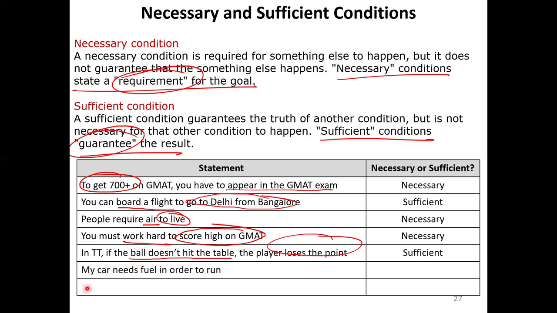Okay. My car needs fuel in order to run. Tell me, is fuel a necessary or a sufficient condition for the car to run? What do you guys think?